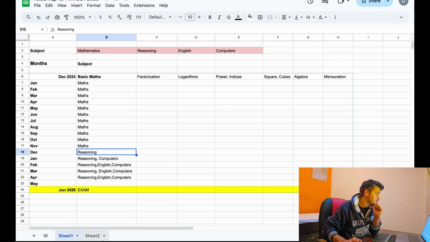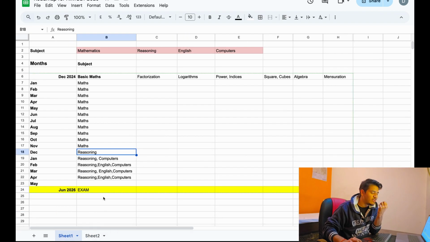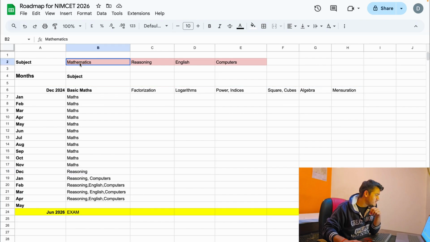In this Excel sheet you have two sheets, sheet number 1 and sheet number 2. In sheet number 1, I have given a very small description of how you are going to prepare, only the months, in which month, which subject you are going to focus on. In sheet 2, I have shared which topics you have to prepare in a month. These are the subjects you have in the NIMCET entrance exam.